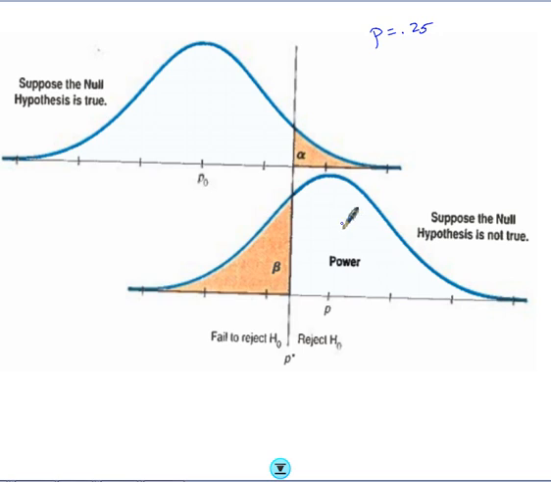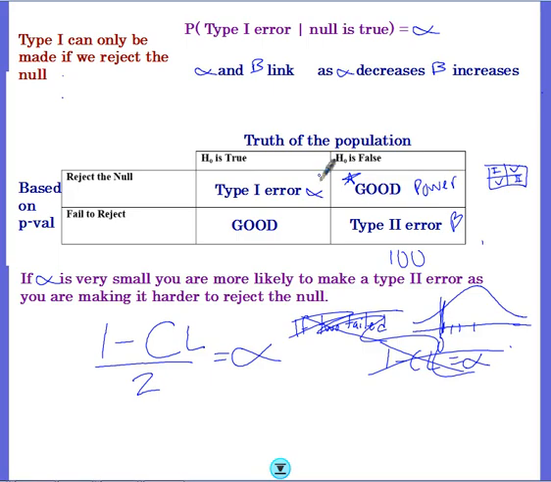So the power, again, is the good thing. That's what we want. So we want the power to be big, but at the same time, if we make alpha too big, alpha, again, is the risk of making a type 1 error. And so if I make that too big, I'm going to be more likely to make a type 1 error, which is not a good thing. So again, that's alpha here.